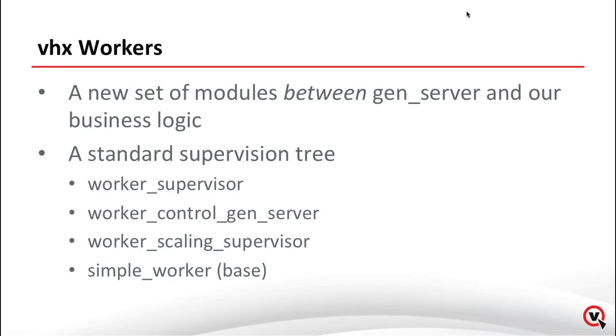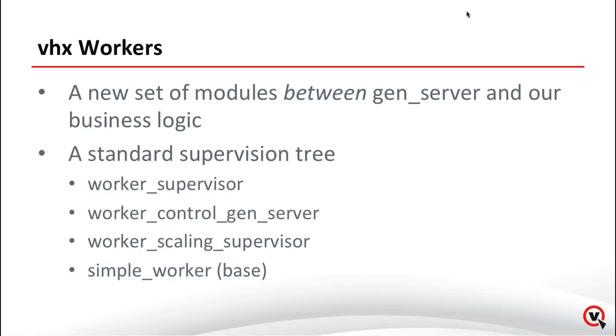It also allowed us to build a custom supervision tree to support our needs. At the top, we have a worker supervisor who's in charge of managing what we call the control gen server, and also a scaling supervisor. The control gen server listens to a special AMQP exchange that delivers messages specific to configuration of workers.